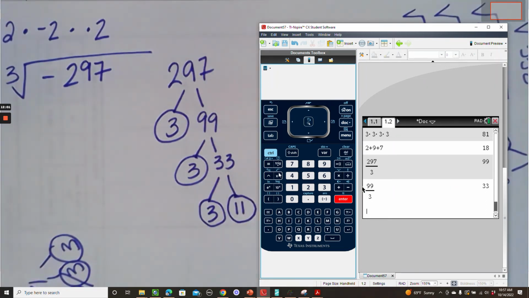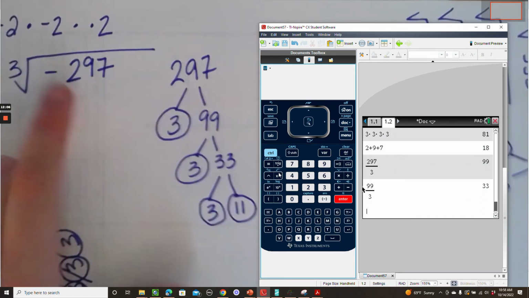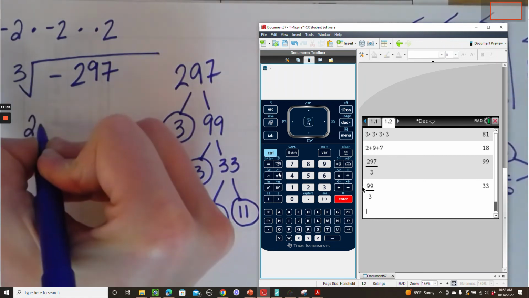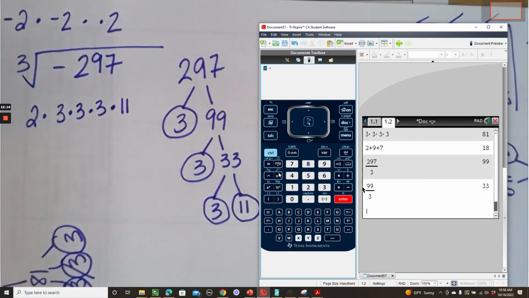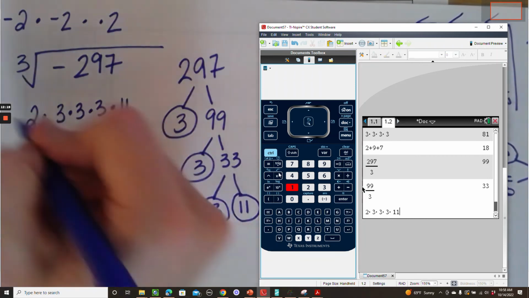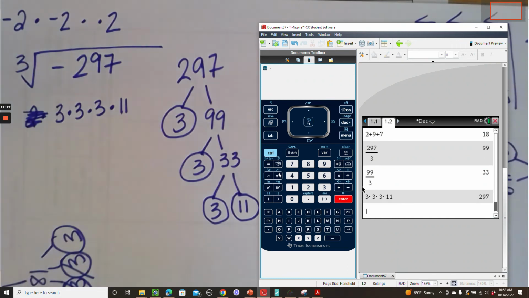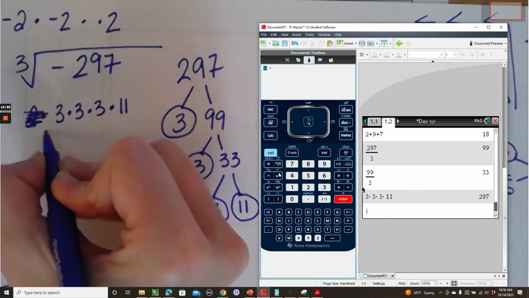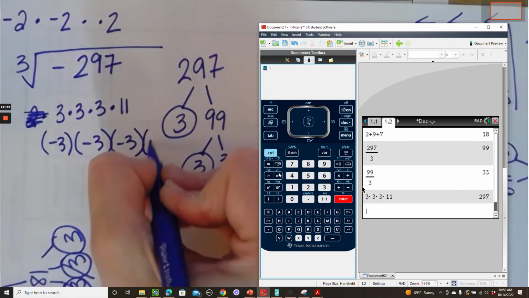All right, here's where the trick comes in though, because we need this to be negative. So what we've got is 3 times 3 times 3 times 11, which is 297. I need, though, to be able to multiply those things together and get a negative 297. So I'm going to do negative 3 times negative 3 times negative 3 times 11.